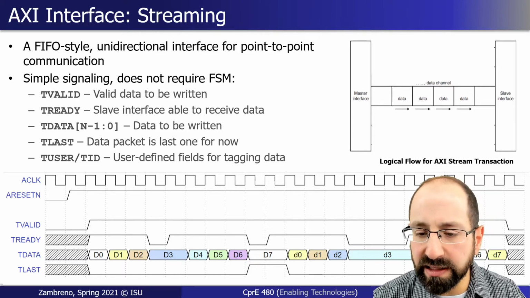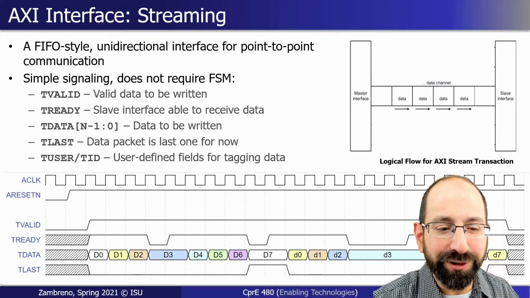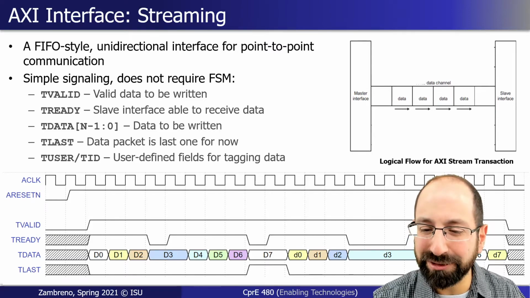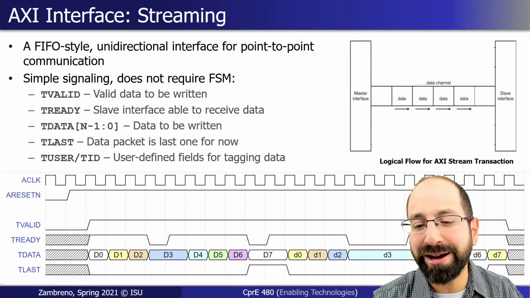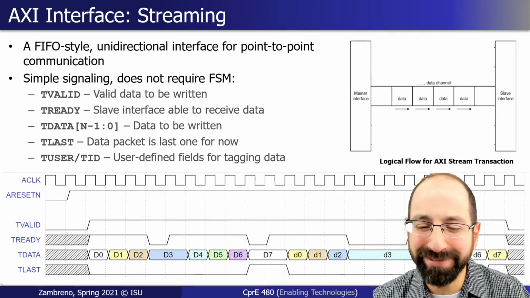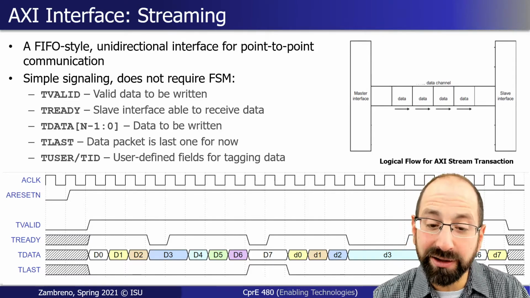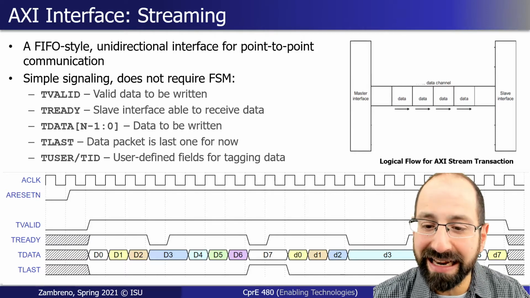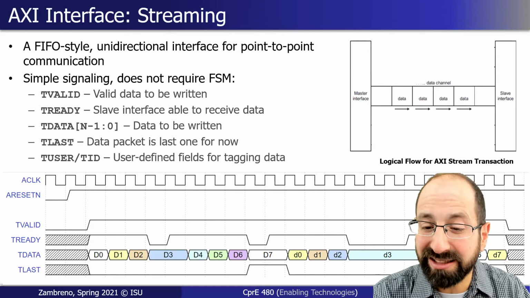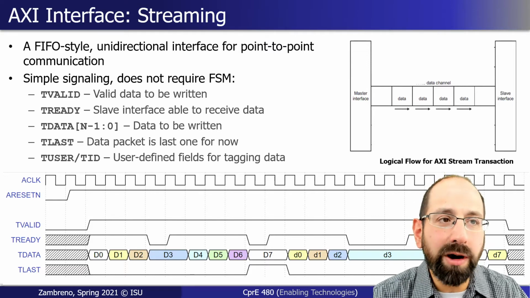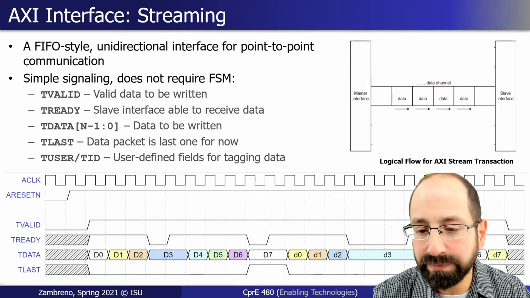There's a lot of other signals there as well. If you look at that description of T last, it's a little ambiguous, right? T last indicates that this data packet we're transmitting is the last one for now. Well, what does that even mean? And the answer is, and same with the T user and T ID signals, those are very much system dependent or application specific. What we want T last to mean is up to us.